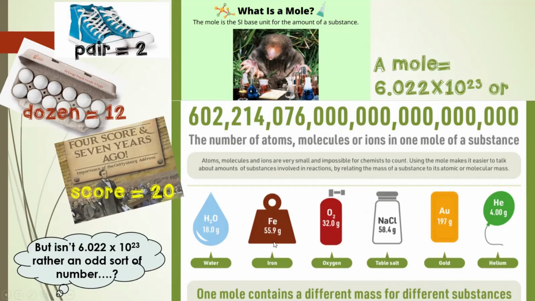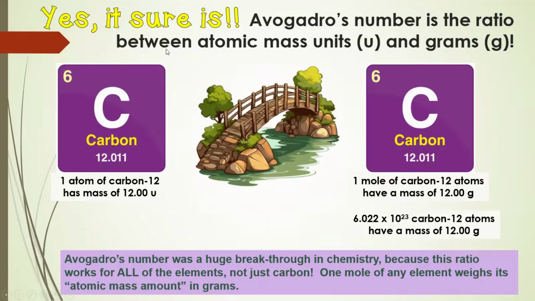Iron, you're going to see 55.9, and water, if you add the masses of 2 hydrogens and 1 oxygen atom, so you'd get 18 atomic mass units. So this converts, this number is weird, but it is the magic ratio that converts atomic mass units to grams.